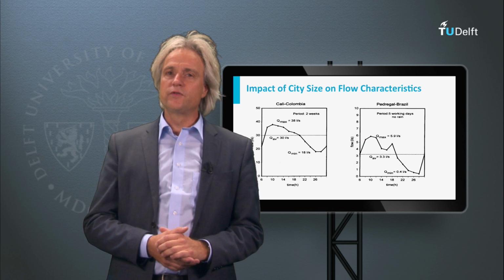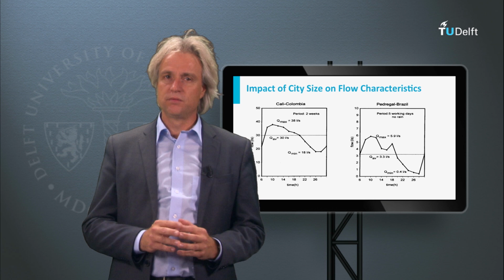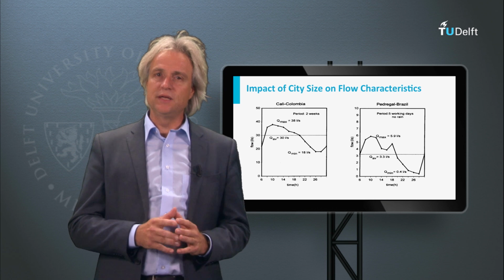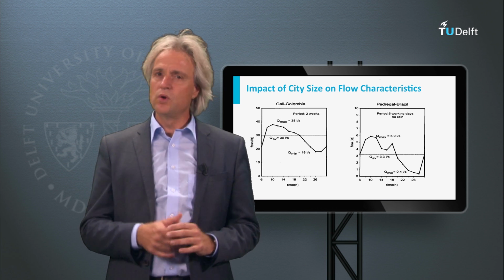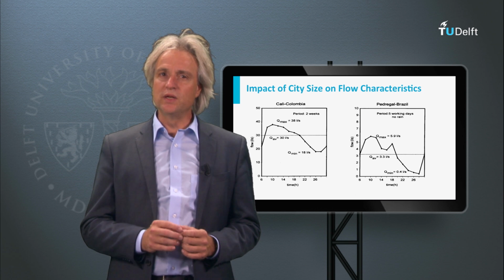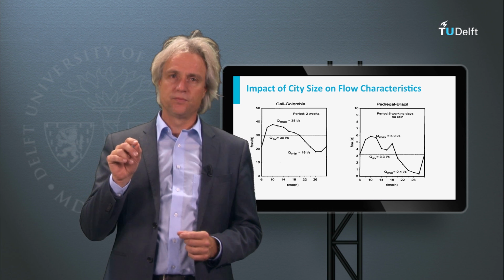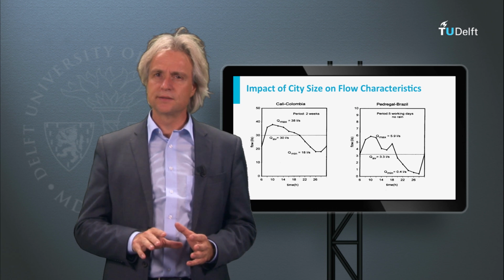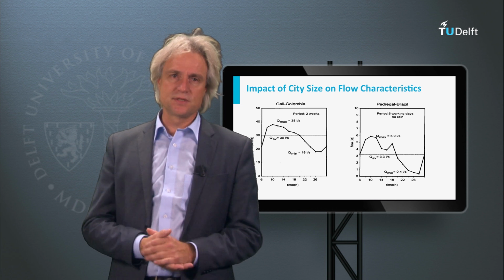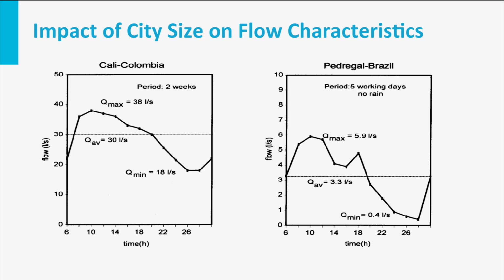The total volume of the sewer network creates a hydraulic buffer. Therefore, when an STP is served by a very small sewer network, we will see a very large flow difference between the minimum flow and the maximum flow, with very low flows in the night. With a large sewer network, these differences are much less. In this slide, you see this exemplified by a sewage flow diagram of the provincial capital town of Cali, Colombia, versus the flow diagram of the small town of Pedregal in Brazil. Both flow diagrams are monitored during dry weather conditions.